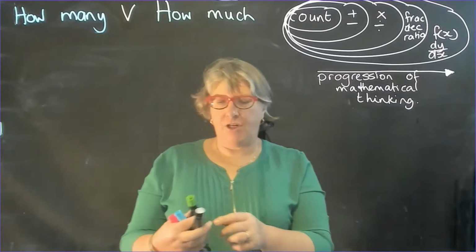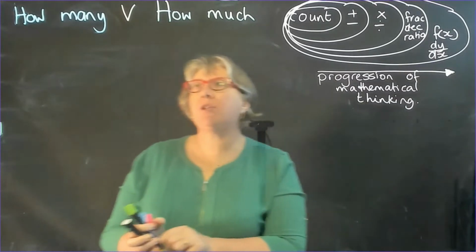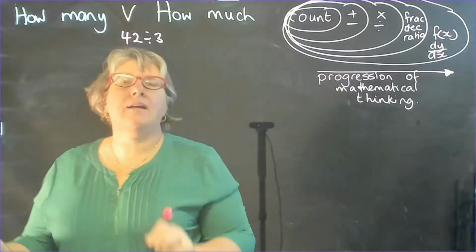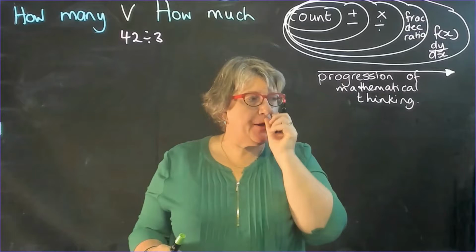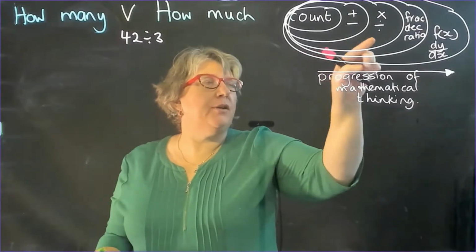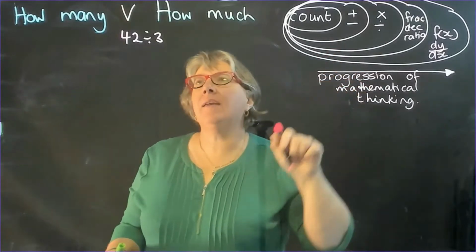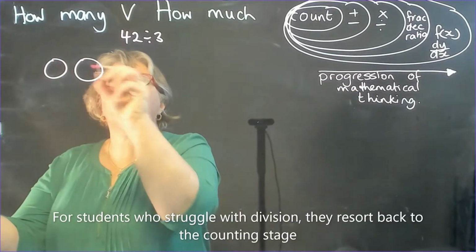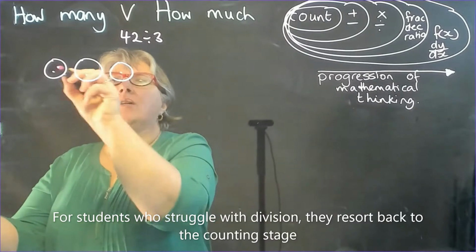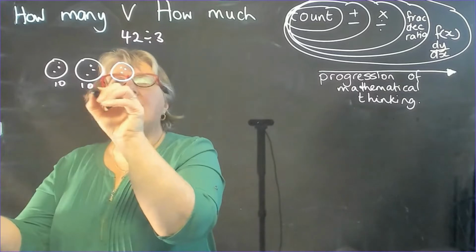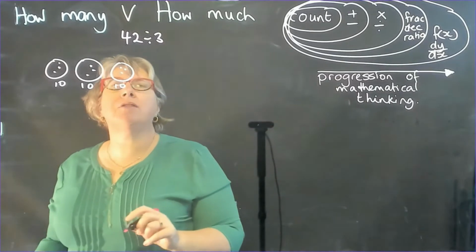Let's get back to teaching division. I have asked many students over the years, how do they do that question? 42 divided by 3. If students haven't progressed on this progression of mathematical thinking, what I get is students who start to draw circles and start to put dots in each circle. Sometimes they may put a 10 in each, sometimes, but not very often.